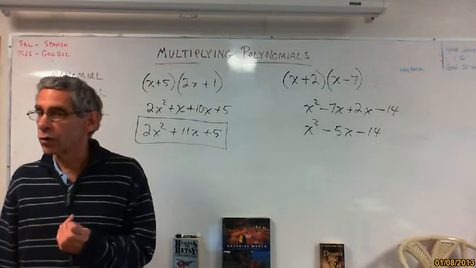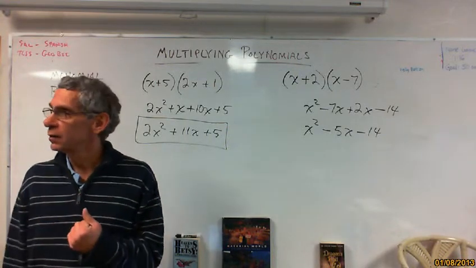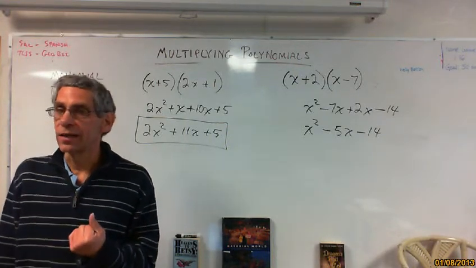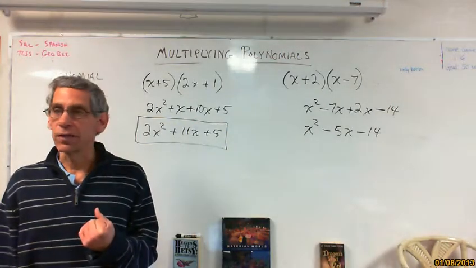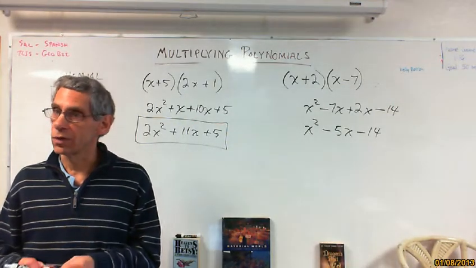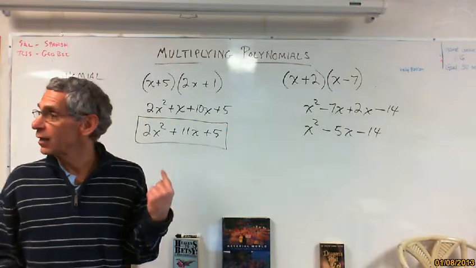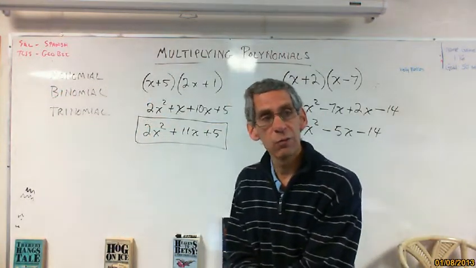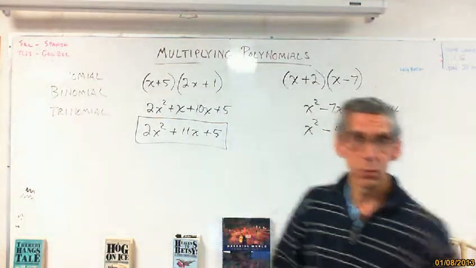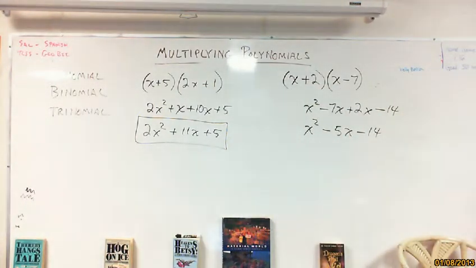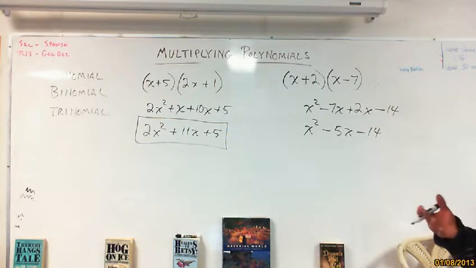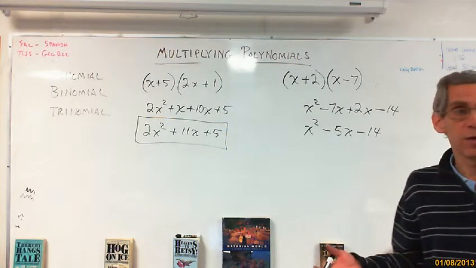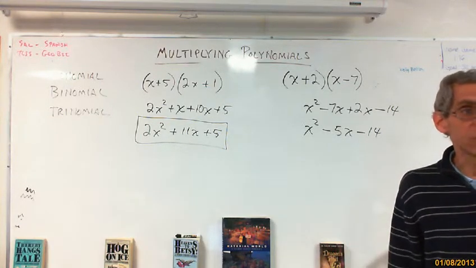There's another approach called FOIL. First, outside, inside, last. I just don't have time to cover it today, but maybe tomorrow I'll cover it. It's the same thing. It's exactly this. It's called FOIL, and it's going to be useful as we move into factoring quadratics, which is like the ultimate of algebra 1. Quadratics are exciting.